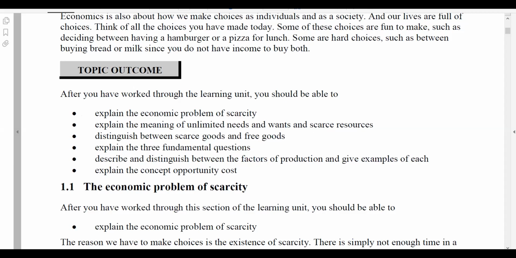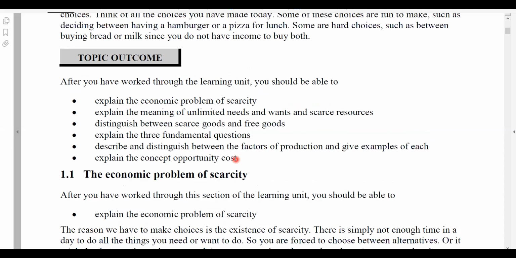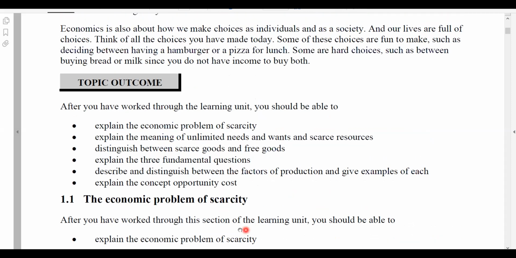So the first one, we want to look at the economic problem of scarcity. What do you understand? What is scarcity? Or how does scarcity arise?